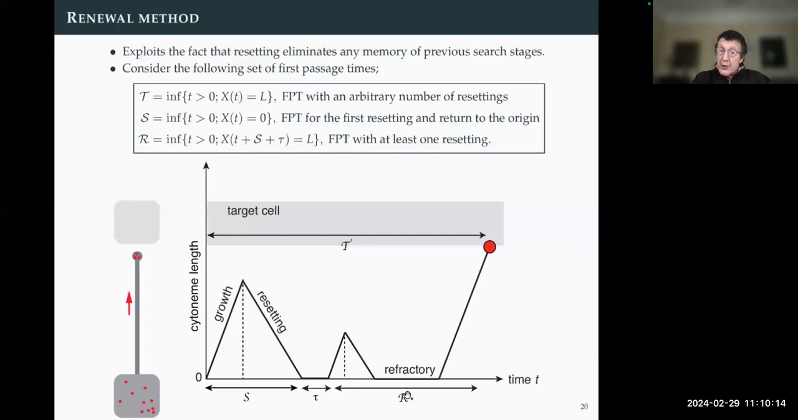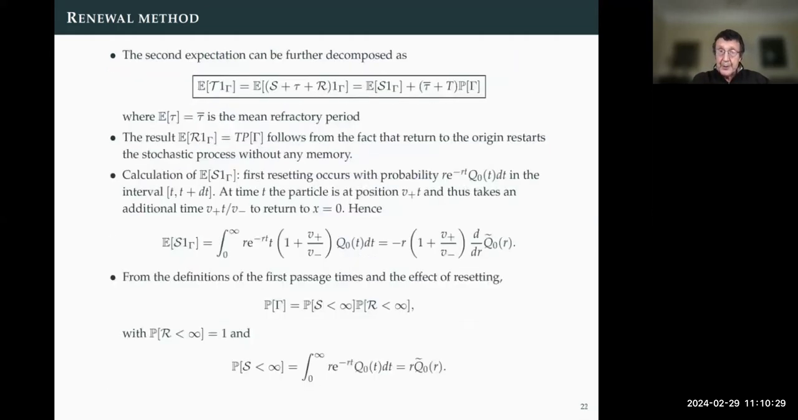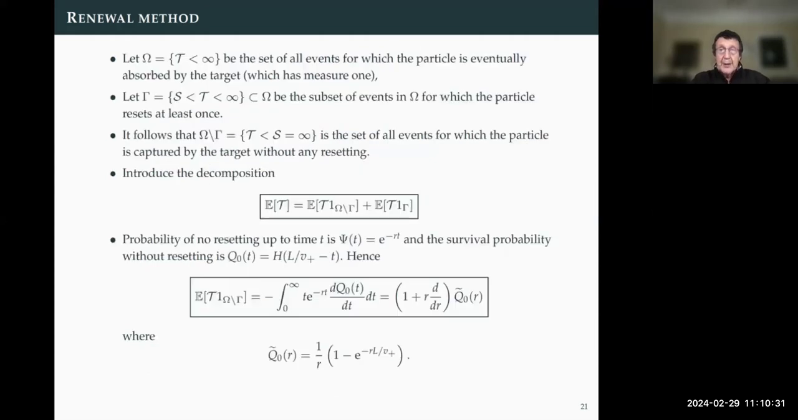Basically, using the strong Markov property, the statistics of R, the remaining time after the first reset, are exactly the same as the statistics of T. And you can exploit that to get an iterative equation for your problem. So I'll now go through this. How do we exploit this? Well, let me just define some event spaces.